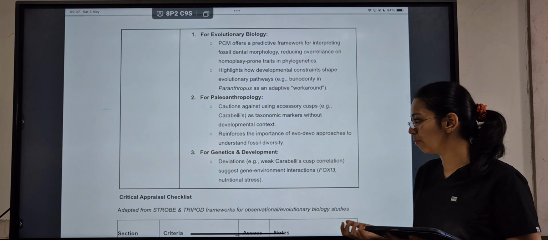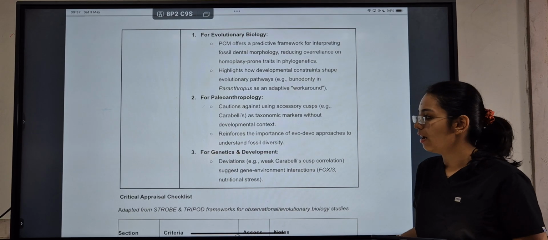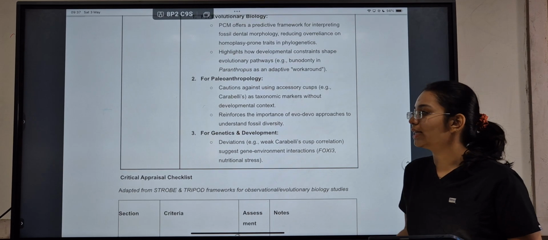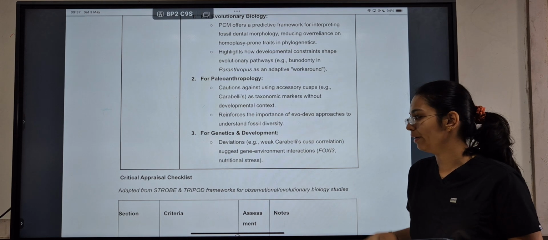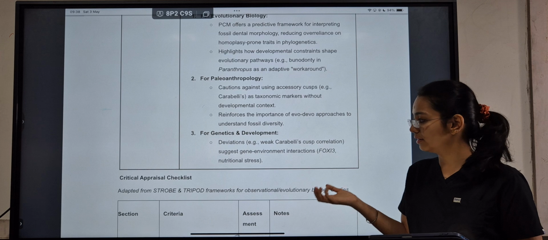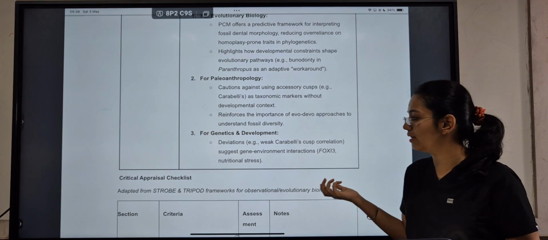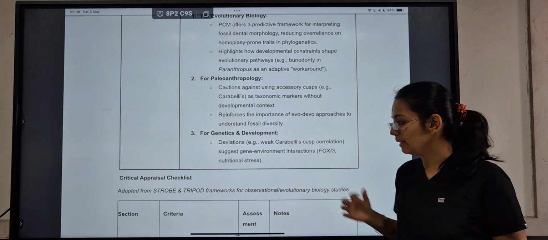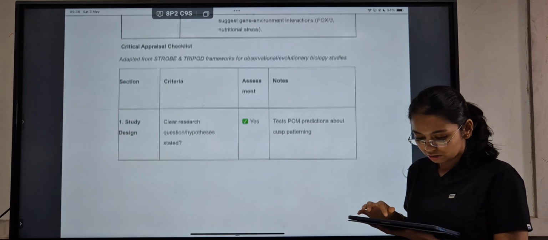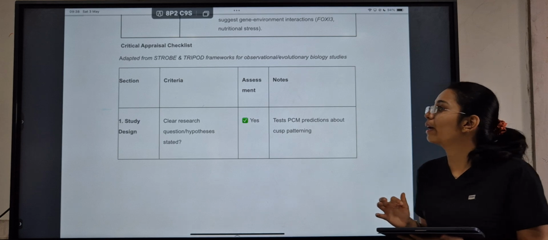importance of Evo-Devo approaches to understand the fossil diversity among all species, and it can be used for genetics and development. The deviations, for example, the Carabelli cusp correlation, suggest a gene-environment interaction deficit like the FOXI3 gene or nutritional stresses. These can be studied. So for this study, they have used the Strait and Tripod framework.